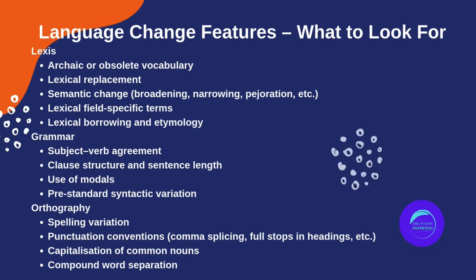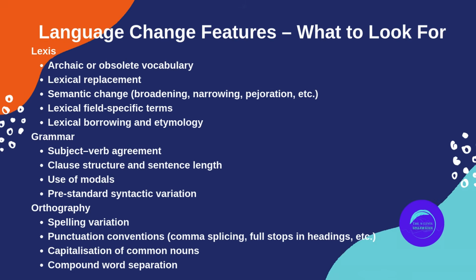Lexis includes archaic or obsolete vocabulary, lexical replacement, semantic change, field-specific terms, and lexical borrowing or etymology. Grammar covers subject-verb agreement, clause structure, sentence length, modals, and any variation that reflects pre-standard usage. Orthography refers to spelling variation, punctuation norms, capitalization of common nouns, and compound word separation.